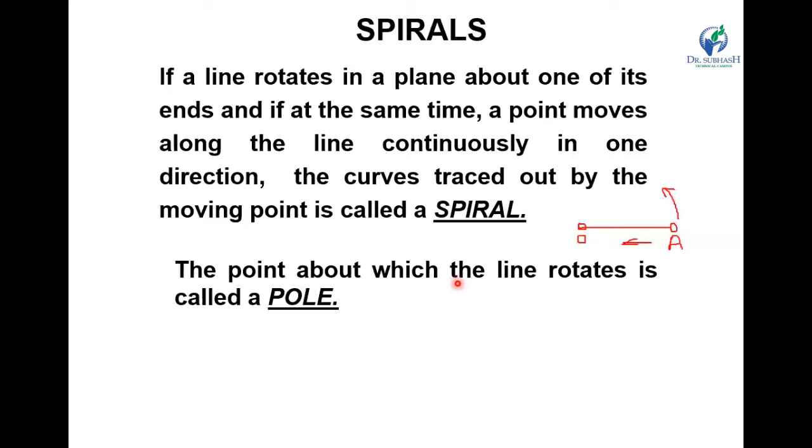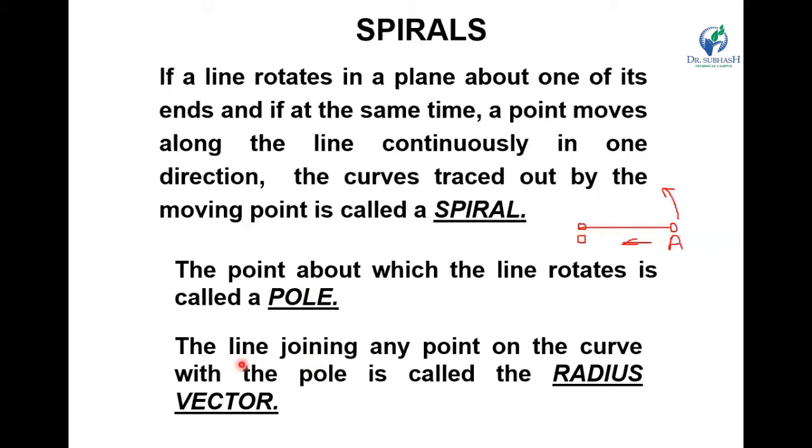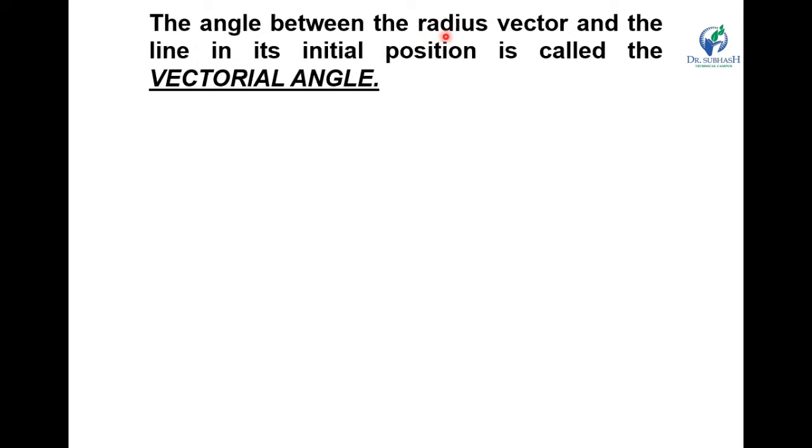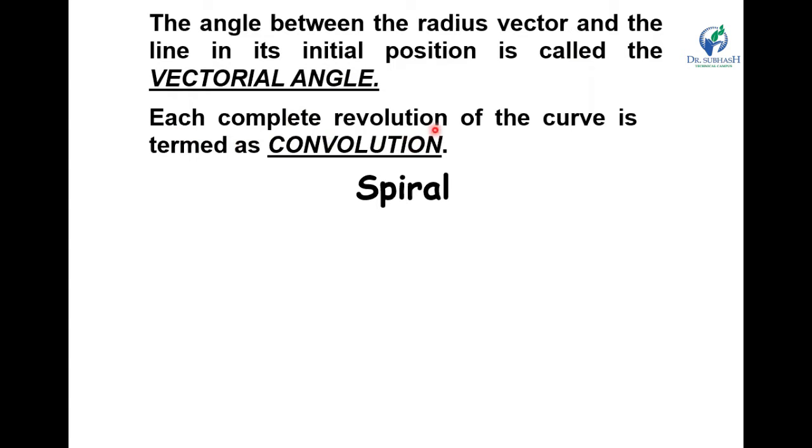The point about which the line rotates is called the pole. Here, point O on which this line is rotating is the pole of this spiral, and the line joining any point on the curve with the pole is called a radius vector. The angle between the radius vector and the line in its initial position is called the vectorial angle. Each complete revolution of the curve is termed a convolution. The term convolution means the 360-degree rotation of the spiral. So one revolution is equal to one convolution, which is equal to 360 degrees.